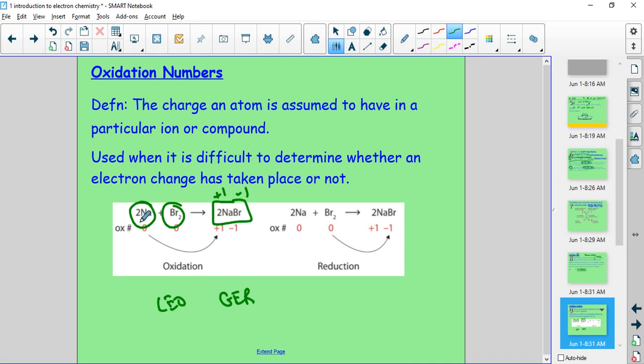Okay, so it's gone from a 0 to a +1. It's lost electrons, so it's oxidation. Now, if we look at bromine, bromine has gone from a 0 to a -1. It's gained electrons, therefore it's reduction.